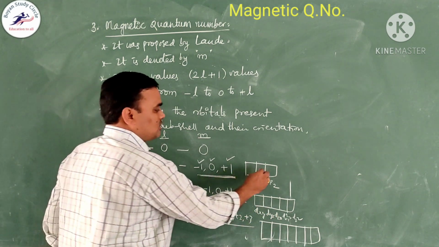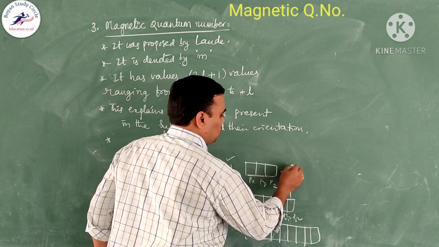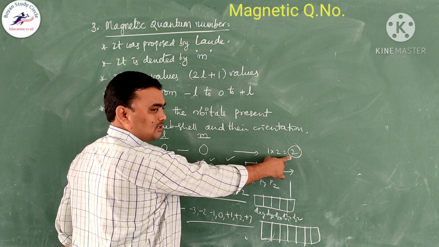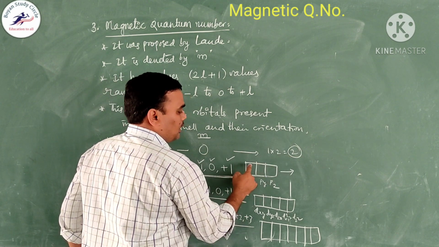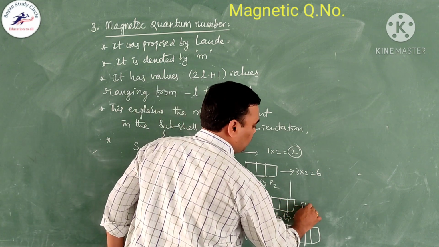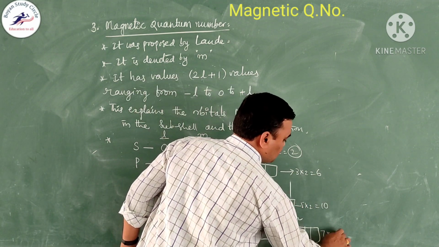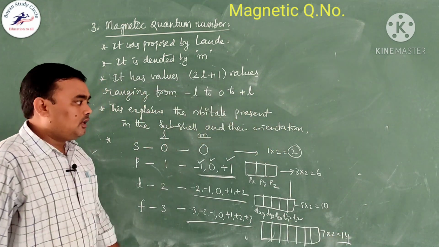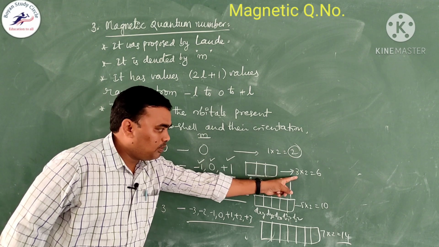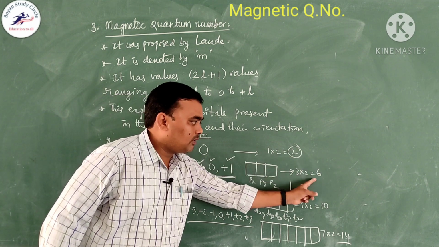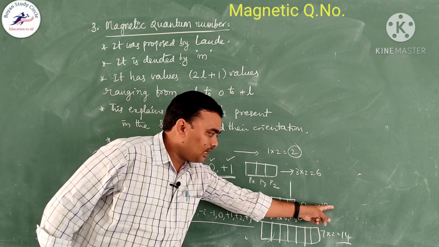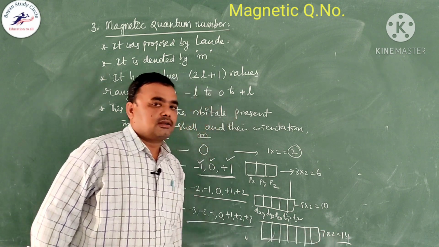Then you know that each orbital can accommodate 2 electrons. So here 1 orbital, so the maximum number of electrons that can be filled into S subshell is 2. And there are 3 orbitals, so 3 2s are 6. And there are 5 orbitals, 5 2s are 10. And there are 7 orbitals, 14, right. So in S subshell, the maximum number that can be filled is 2, and in P subshell, 3 2s are 6, the maximum number of electrons that can be filled into P subshell is 6, and in D, 10 electrons can be filled, in F, 14 electrons are filled, right.